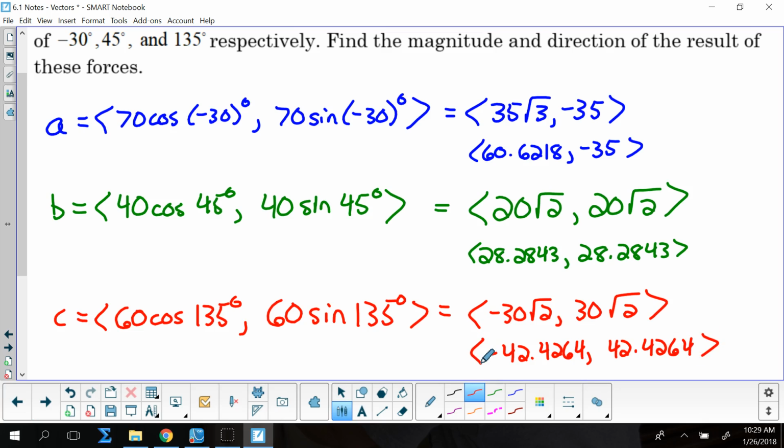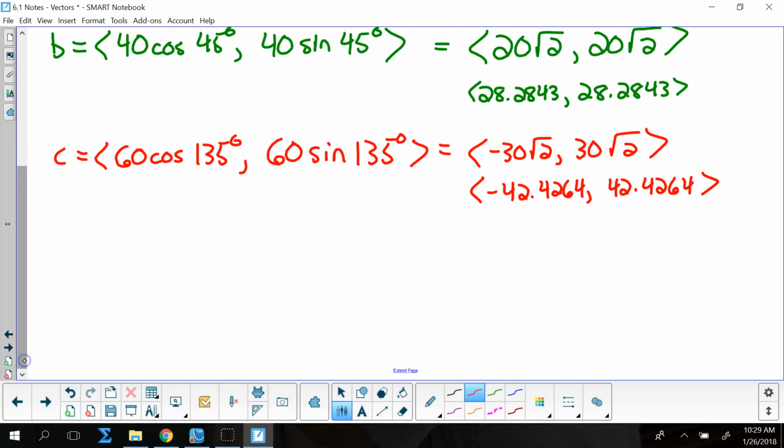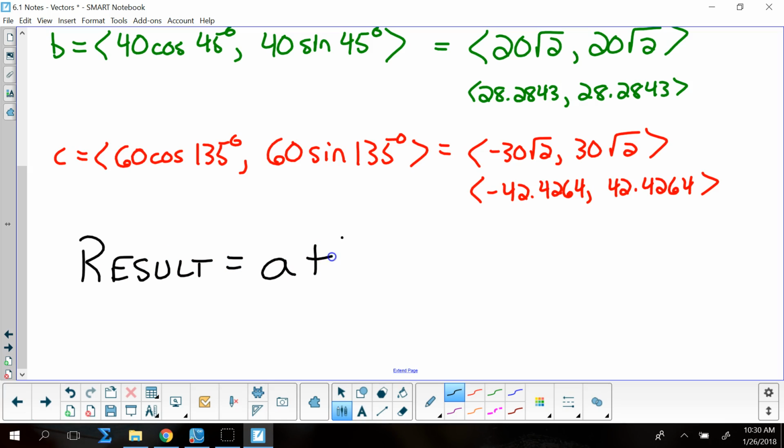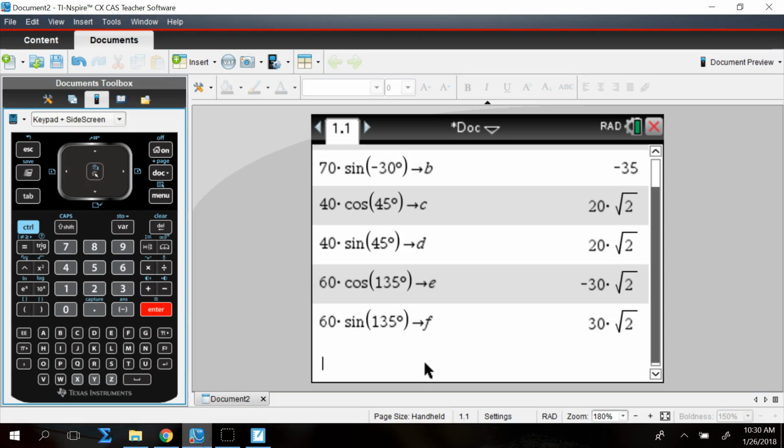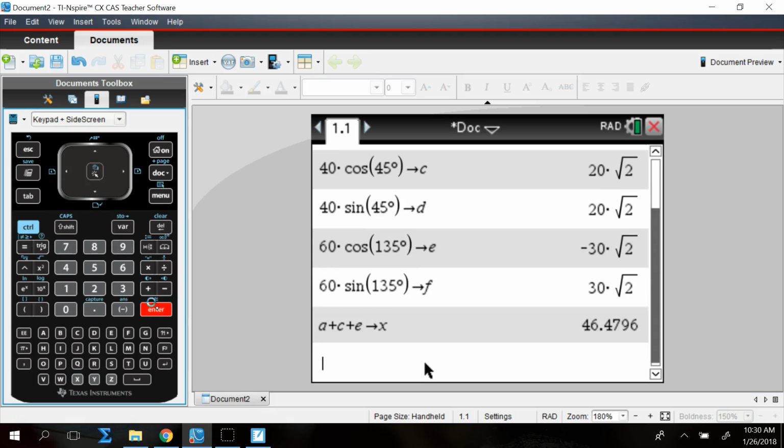Then my resultant vector is going to be the sum of A, B, and C. So I'm going to add all of those up. On my graphing calculator, on my Inspire, I can go A plus C plus E, and I can store that as X. Then I have that X part of my resultant vector right there for me.